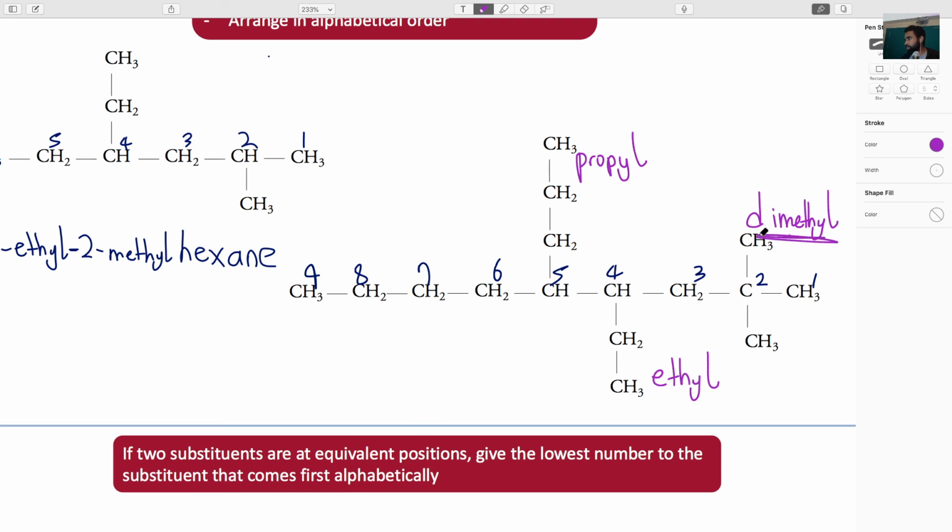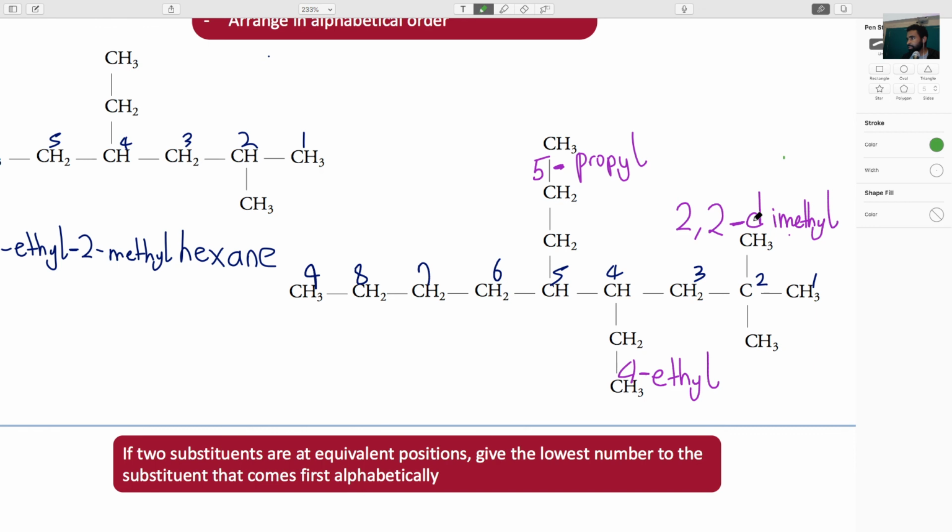The addresses of these dimethyls are both 2. So we have 2, comma, 2, and then hyphen dimethyl. The address of this guy is 4. So we have 4 hyphen ethyl. The address of this propyl is 5, so we have 5 hyphen propyl. And now we need to put them in alphabetical order. What is the alphabetical order here?